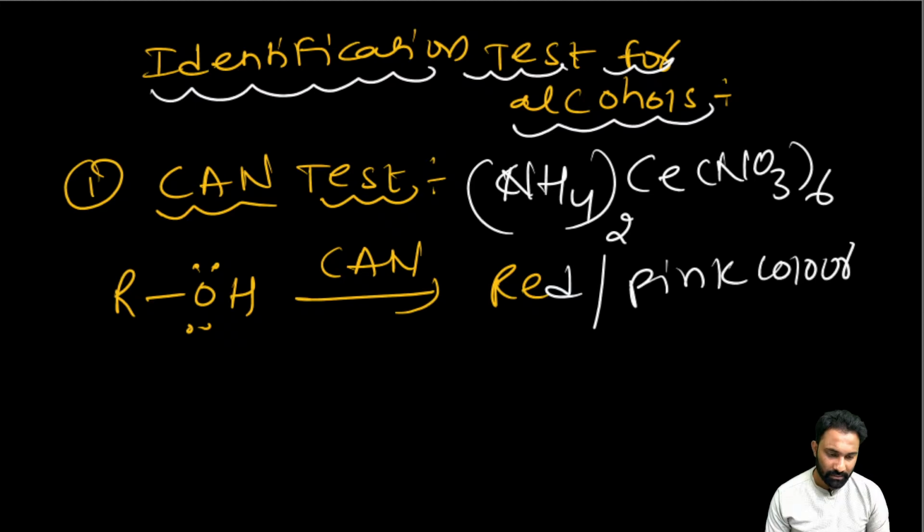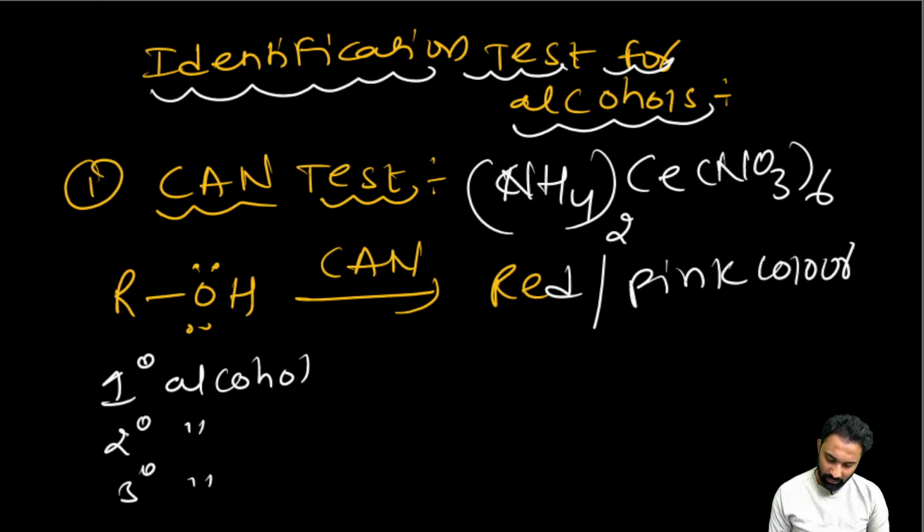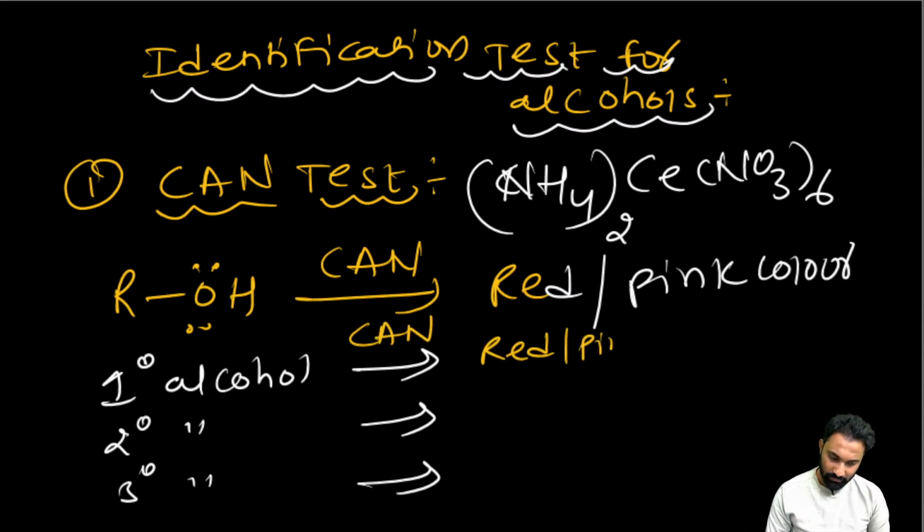Which one will give red and pink color, and which one will give colorless? Now we'll see. First one, 1 degree alcohol, 2 degree alcohol and 3 degree alcohol. 1 degree alcohol upon CAN will give red or pink color. 2 degree alcohol will also give red or pink color. Done.